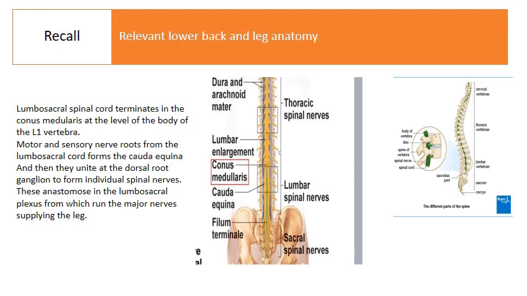These then unite at the dorsal root ganglion to form individual spinal nerves. These spinal nerves all anastomose in the lumbosacral plexus and run down to form the major nerves supplying the leg. If you look at the picture on the right side, you can see the spine is divided into the cervical vertebrae, the thoracic vertebrae, the lumbar vertebrae, and below that are the sacrum and it ends in the coccyx.